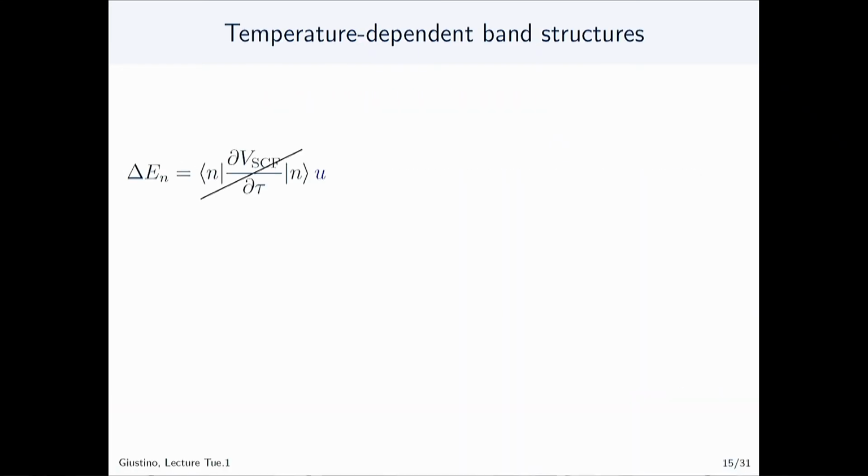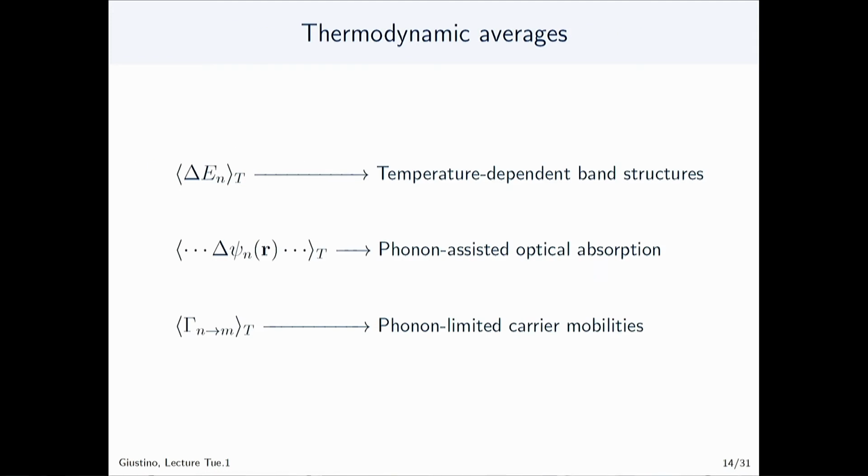Now we know how to deal with the mean-square displacement. What I want to show you is that this very basic perturbation theory can be used to do quite useful things. In particular, if I take the thermal average of the change in the eigenvalue, I can calculate temperature-dependent band structures.